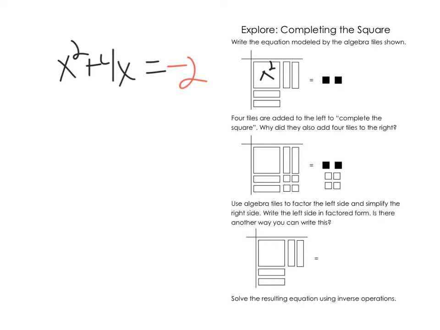I know Mrs. Sutherland did that, and we also did that in an early part of this year. We just haven't really talked about it that way in a while. So we had to keep the equation balanced, so we added the 4 into each side. Okay, so that's why they did that. And now we want to use algebra tiles to factor the left-hand side and simplify the right-hand side. Well, let's see. Is there another way you can write this?